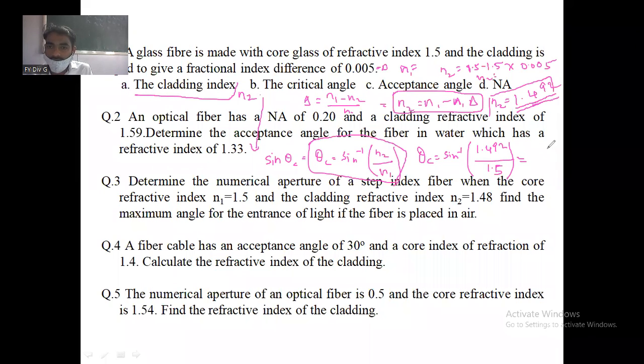84.07. Yes, okay, good. 84.07. Okay, this is the critical angle.